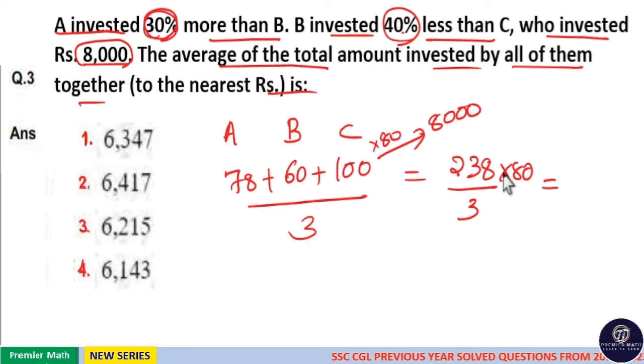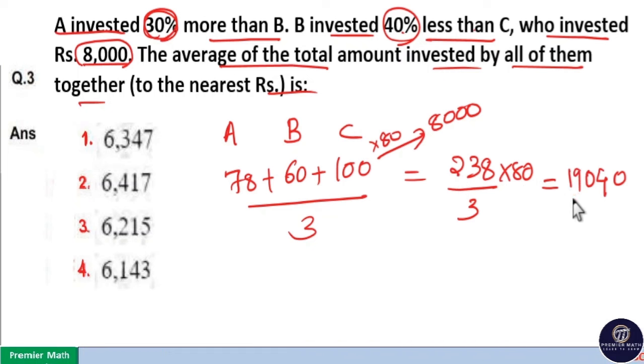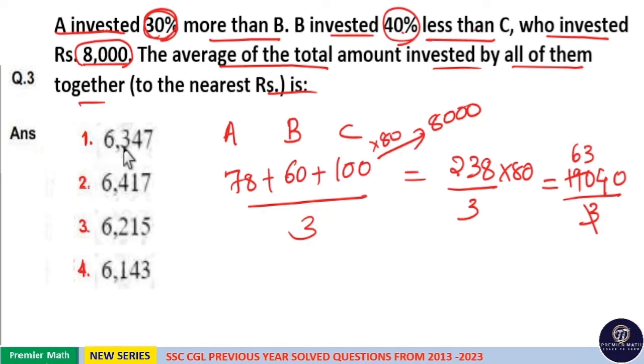This is equal to 8 into 8, 64. 8 into 3, 24 plus 6, 30. 8 into 2, 16 plus 3, 19. Divided by 3. Now 3 goes 6 times in 19. Remaining 1, 3 goes 3 times in 10. Here the first 2 digits are 63. So option 1 is your answer.